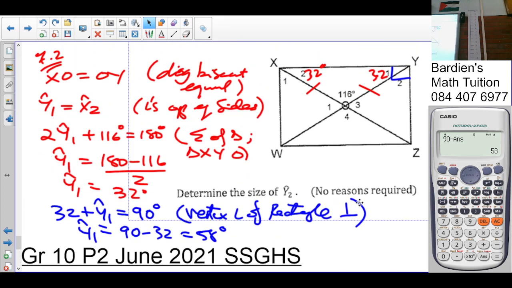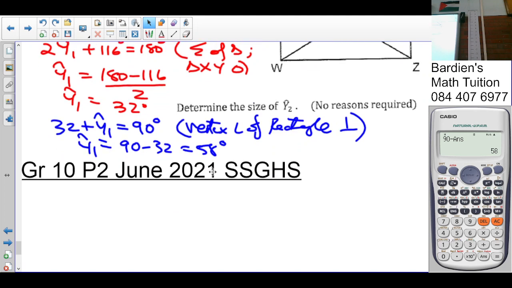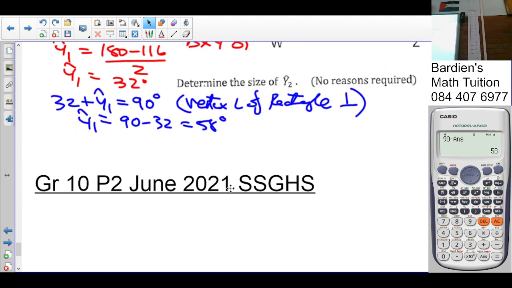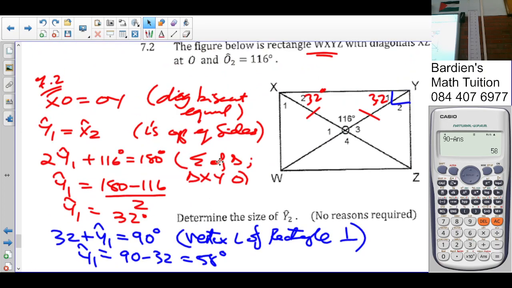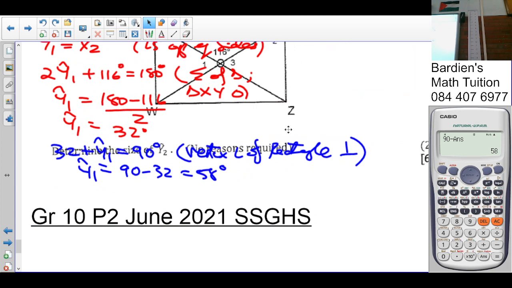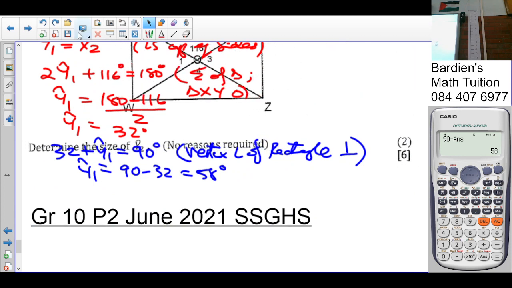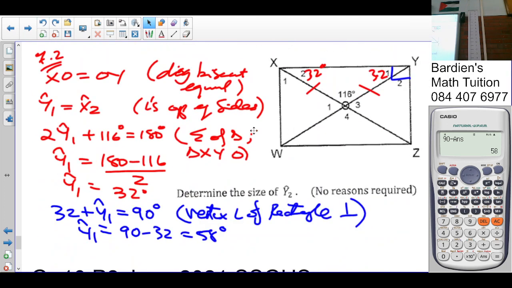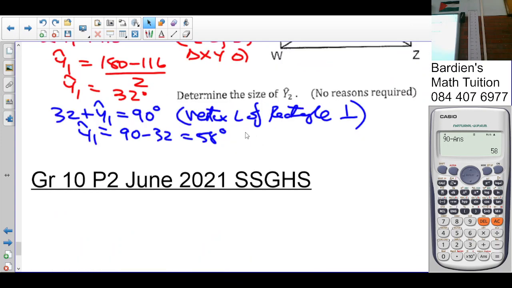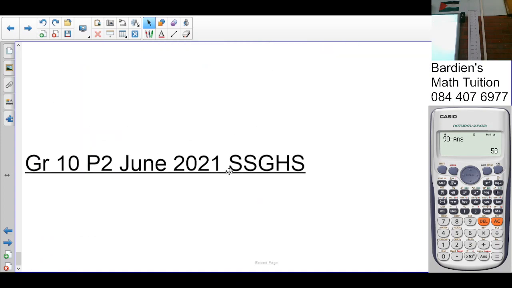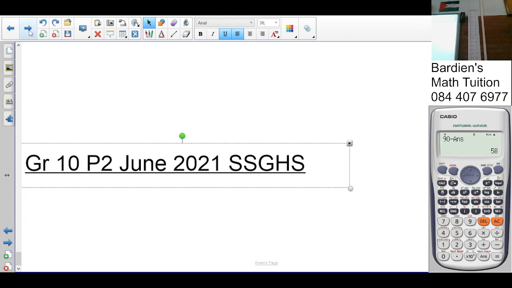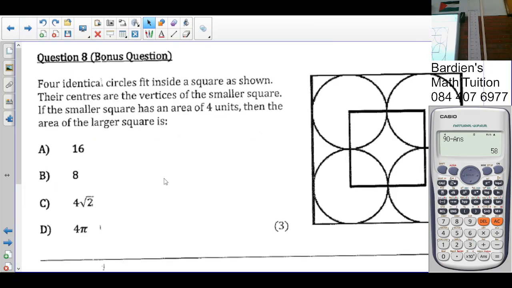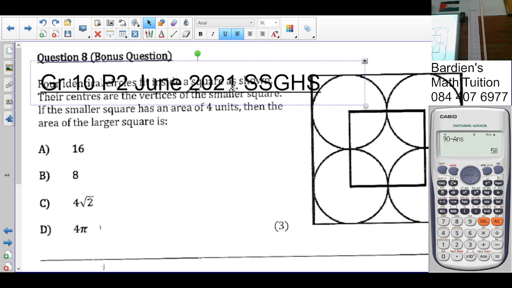No reasons required. Oh my word. Just take that away. But did you get 58? Nice, I'm glad. So if I look at it, there's going to be at least 6 marks I think they probably gave you. This was that time when I was still thinking about which paper this was. Oh, so there's still a bonus question. Yeah, bonus.